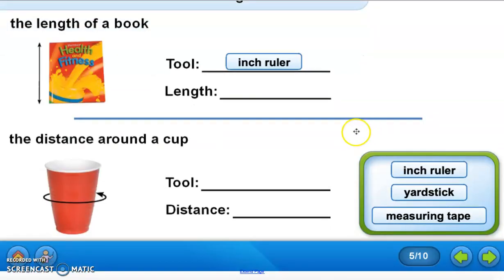Okay, the distance around a cup. So if you think about it, a cup is not really flat, right? You kind of have to find a tool that's going to almost wrap around the cup. So when we think about the three tools that we learned about, inch ruler, yardstick, and measuring tape, which one do you think will measure the distance around a cup? I'm going to give you about 5 seconds to think about which tool you would use to find the distance around a cup.